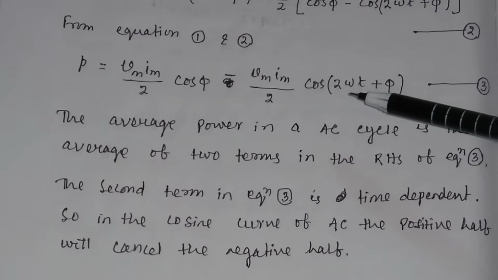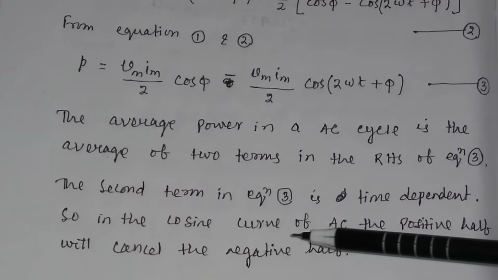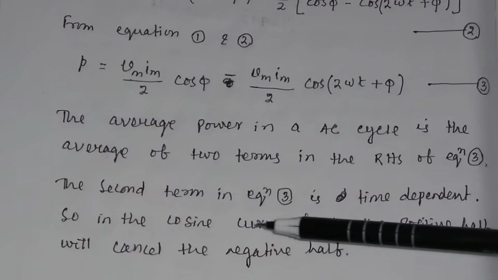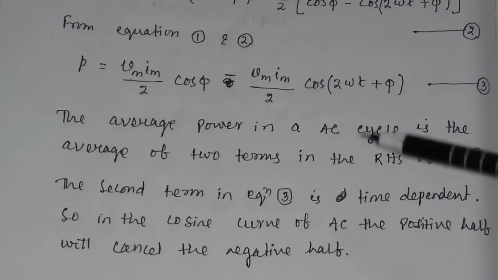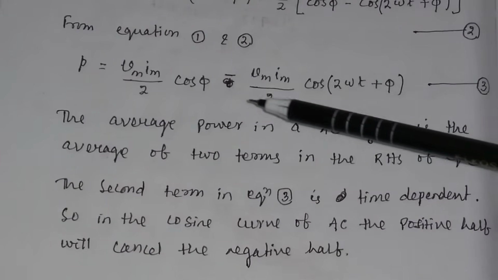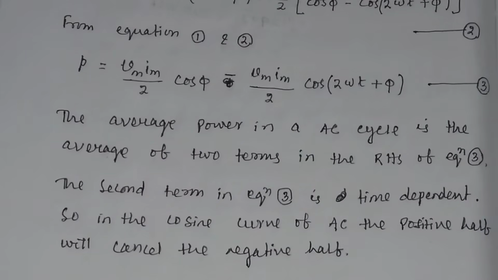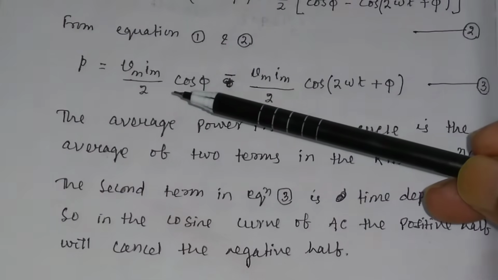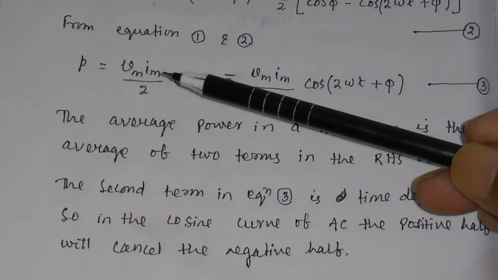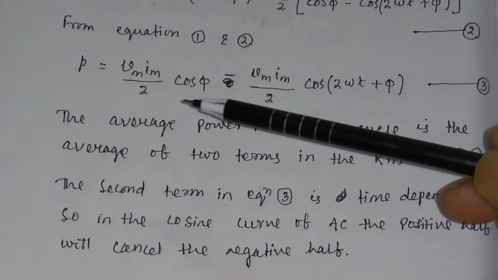Since it is time dependent and the curve is a cos curve, in the cosine curve of the AC, the positive half will cancel the negative half. If you take a full cycle of the AC, the positive half cycle will cancel the negative half. So the second term in equation 3 will be equal to 0. So by considering the average power in the complete cycle, the average power will be equal to the first term only, that is Vm Im divided by 2 into cos phi.